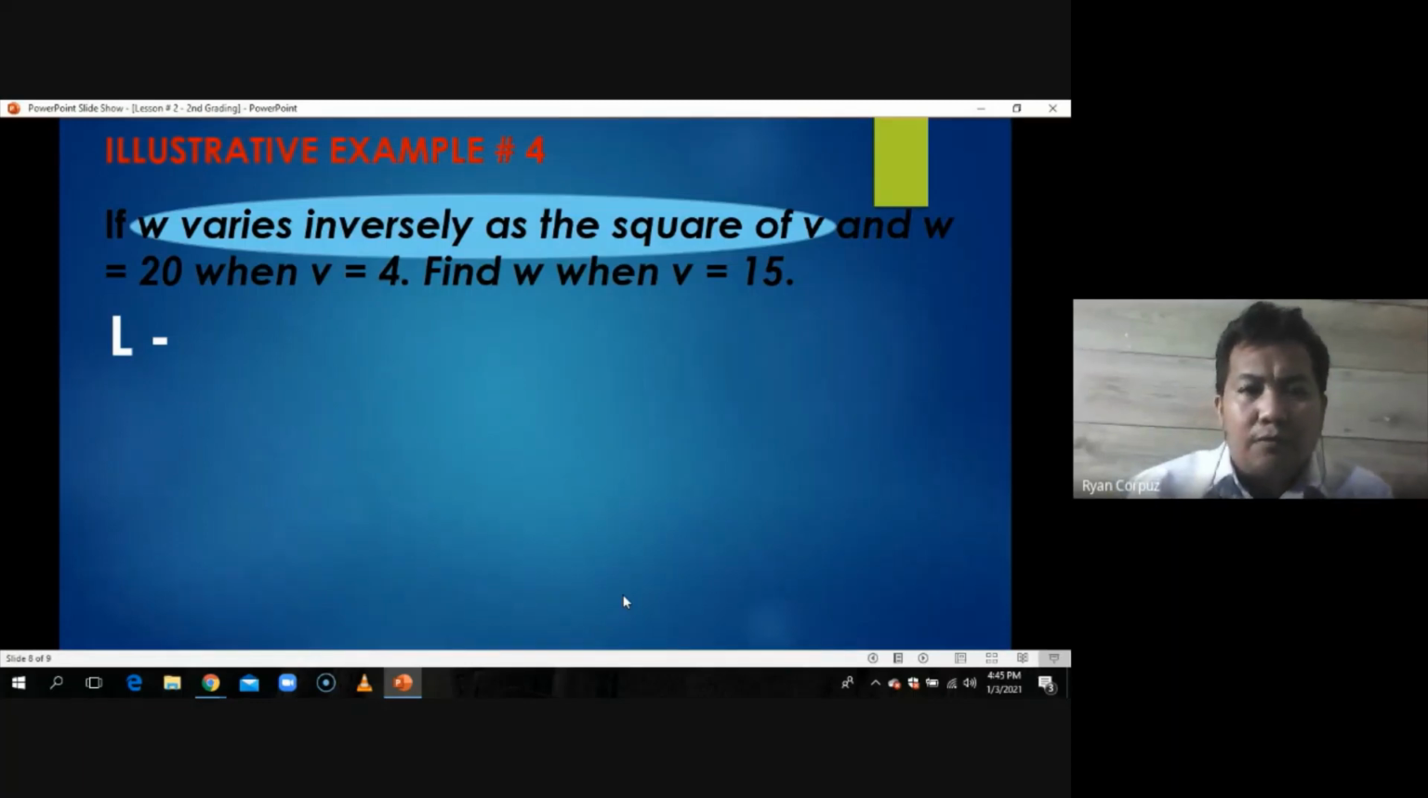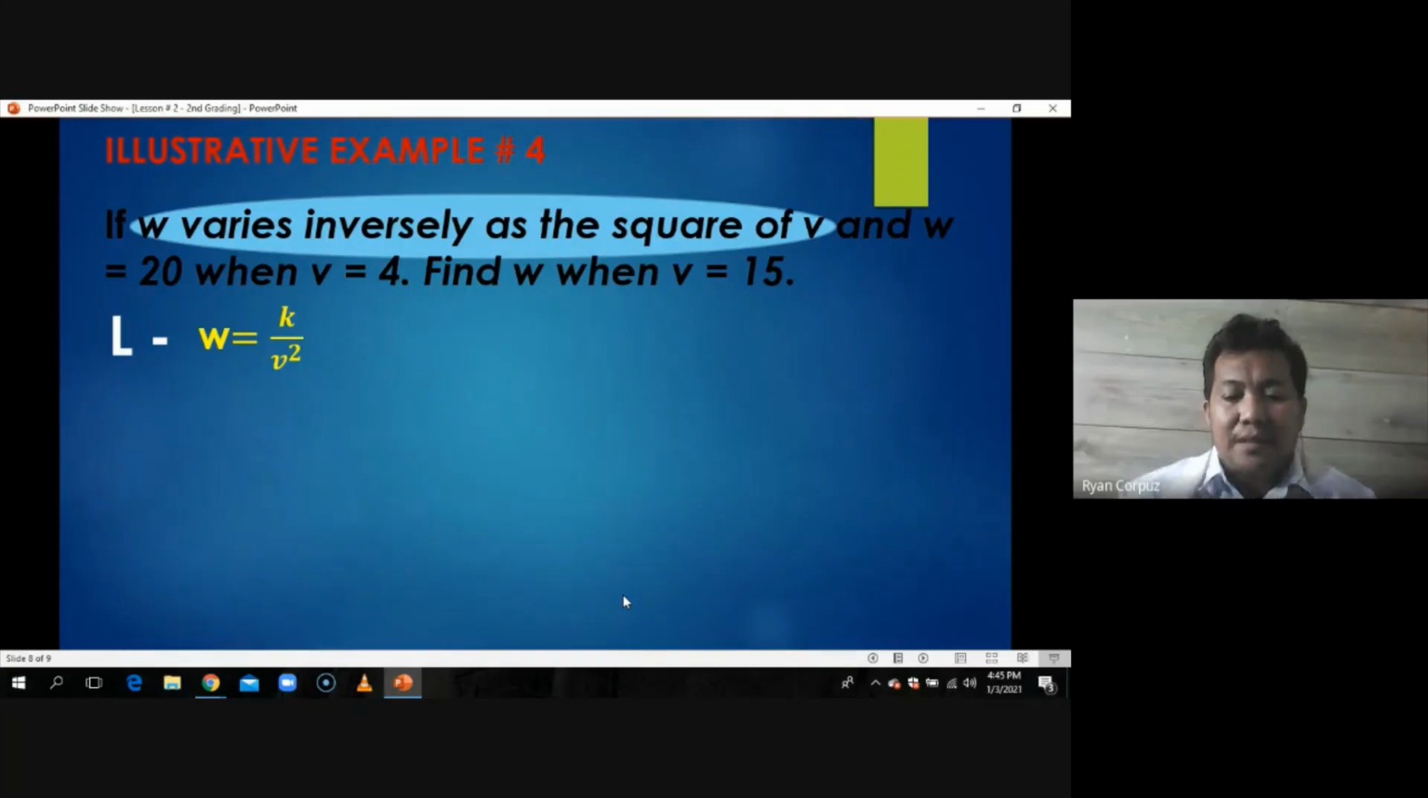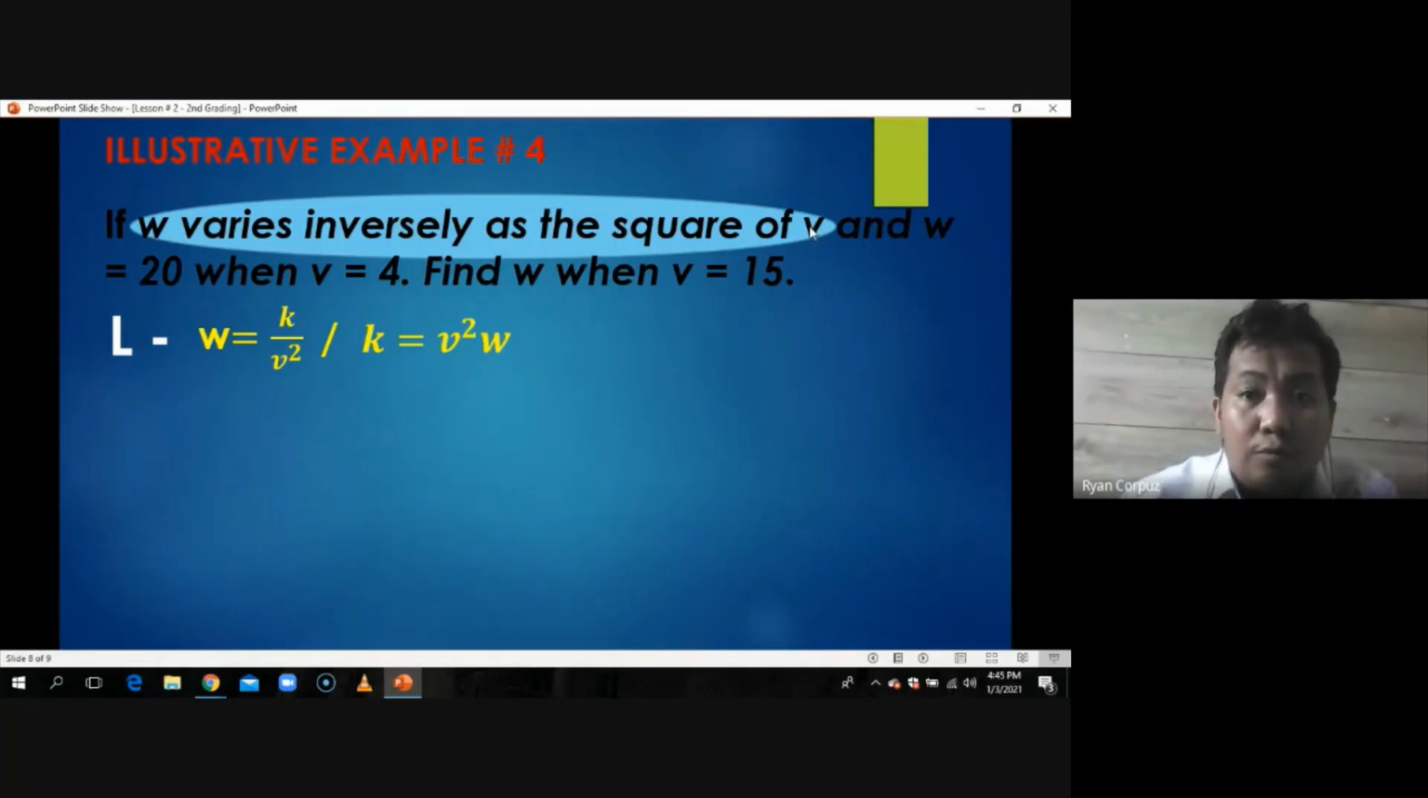W varies inversely as the square of V. That would be the same as W is equal to K over V squared. But in terms of K, if we are going to translate it, that would be K is equal to V squared W. Look at that: V squared W, because V comes before W in the alphabet. So once we translate it into symbols in terms of K, our translation should be correct. If one comes first in the alphabet, that is how we write it when we refer to the product. That would be K is equal to V squared W.